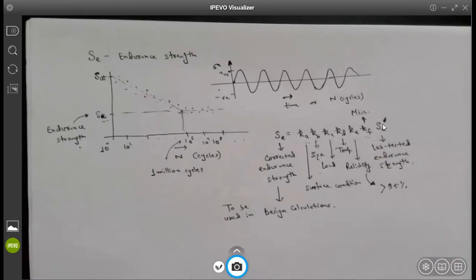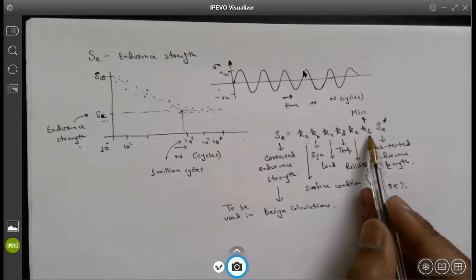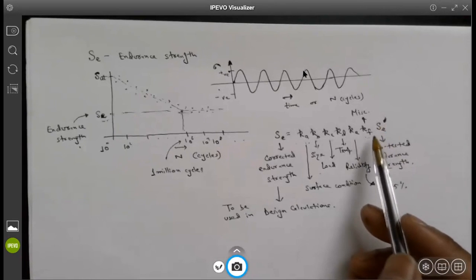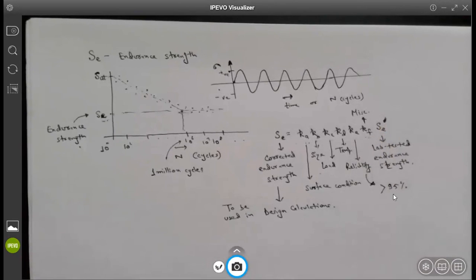K sub F. What is F? Here, F basically stands for the miscellaneous factors, all other factors that are not taken into consideration. So that is Kf.